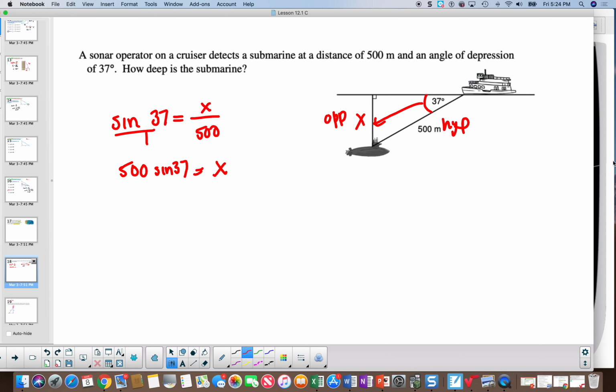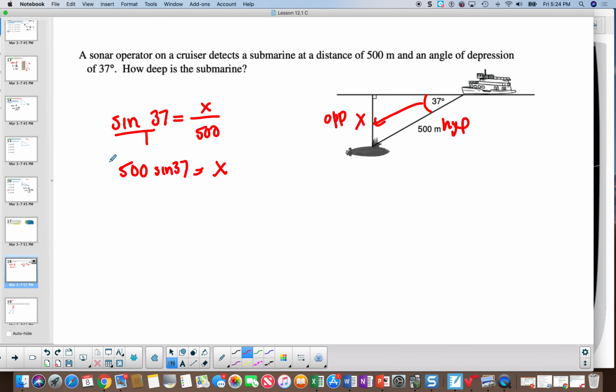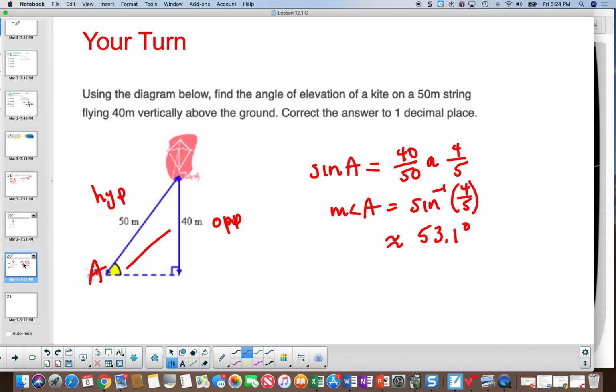I'm going to put that in my calculator. So that's 500 sine of 37. And so it looks like it's 300.9 miles. 300.9 miles is how deep it is. Your turn. And here's the answer.